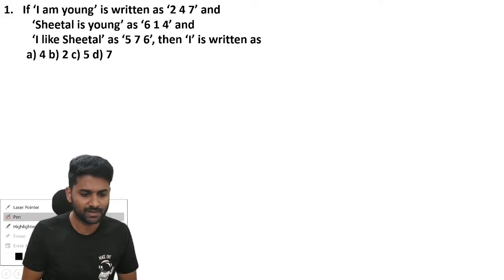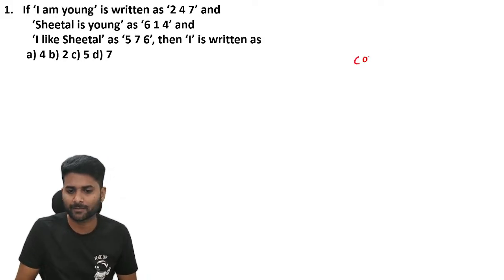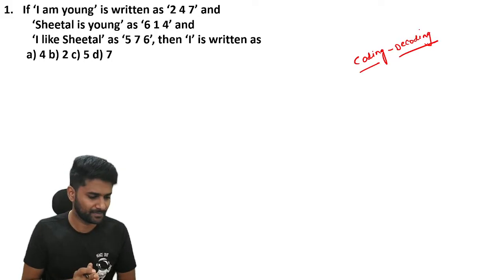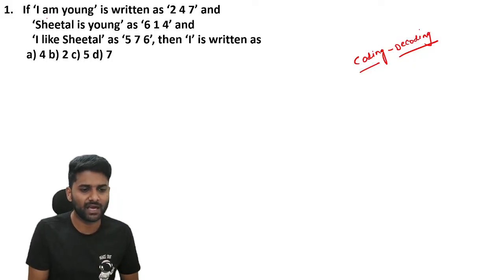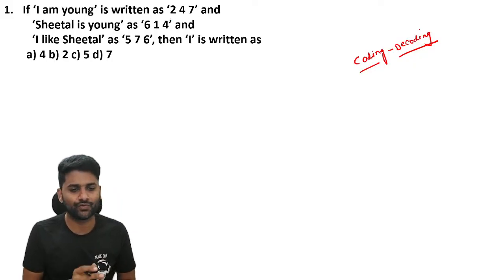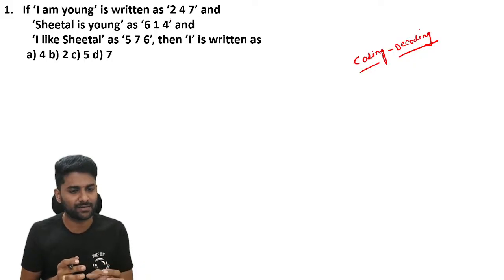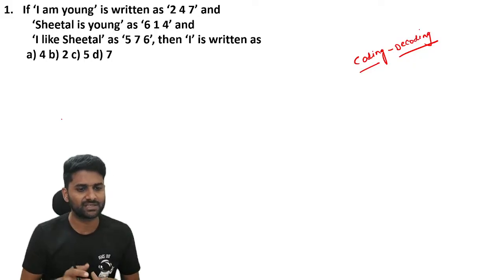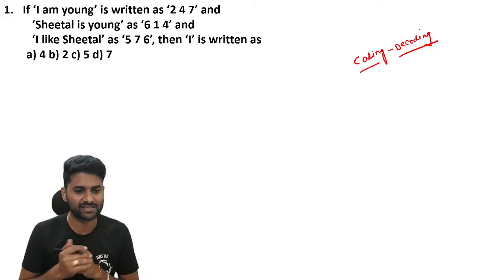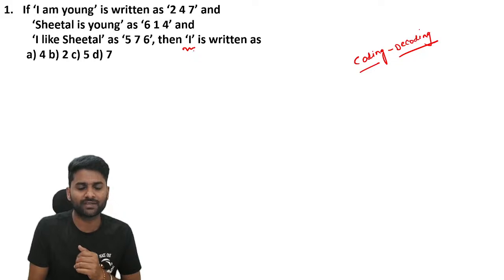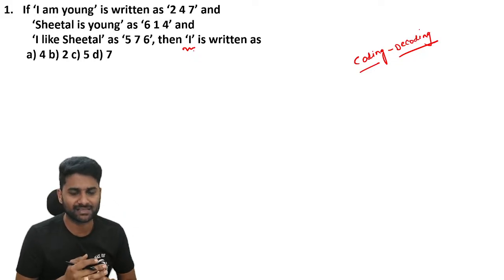Here, let's see this question from coding and decoding. Especially for this question, it's all about comparison. The data says that if "I am Eng" is written as 247, three different numbers are coded with three different words. The second statement, "Sheetal is Eng", is coded as 614, and "I like Sheetal" as 576. Now the question is to identify which number is coded as I.